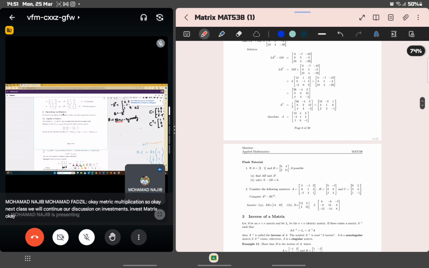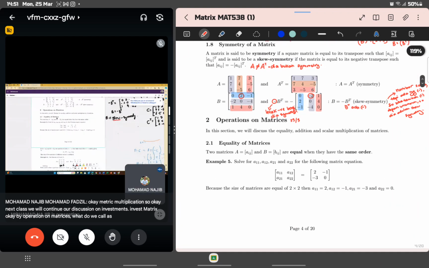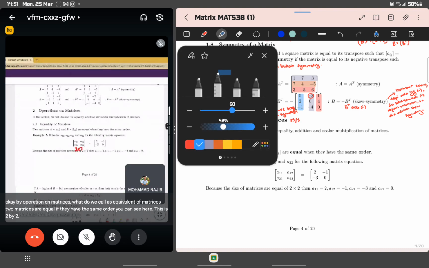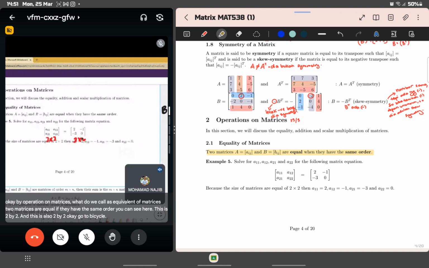Okay, baik. Operation on matrices. What do we call as equivalent of matrices? Two matrices are equal if they have the same order. Ingat order dia. Contohnya dekat sini 2 by 2. Kalau you can see here, this is 2 by 2. And this is also 2 by 2. Jadi dia benda yang sama. Jadi kita boleh kata equal.